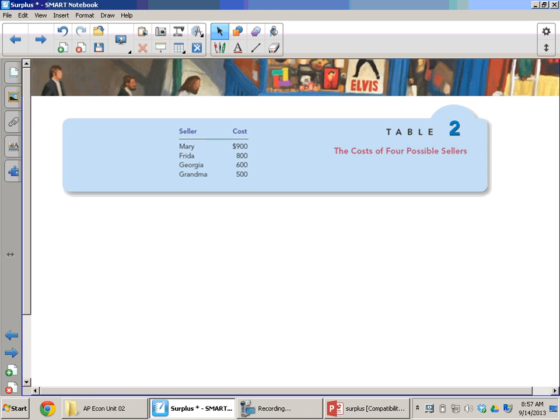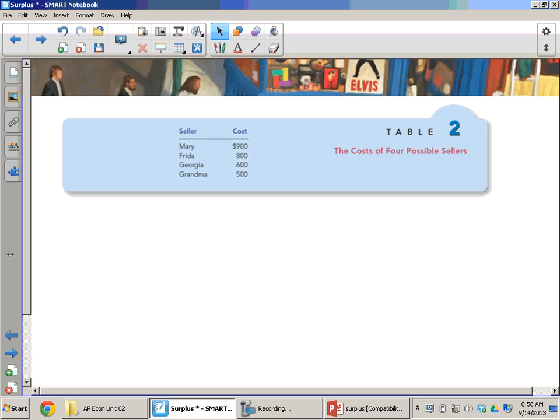In this case, it's painting a house. So we have 4 people. We have Mary, who it costs $900 for her to paint a house. Frida, $800. Georgia, $600. And for some reason, Grandma is in this mix for $500. I'm assuming at this point that they're implying that Grandma has a lower opportunity cost in wages and so on. So that's why she's willing to paint the house for a lower cost than Mary, for example, who may have a very high-paying job where she'd be giving up some time.